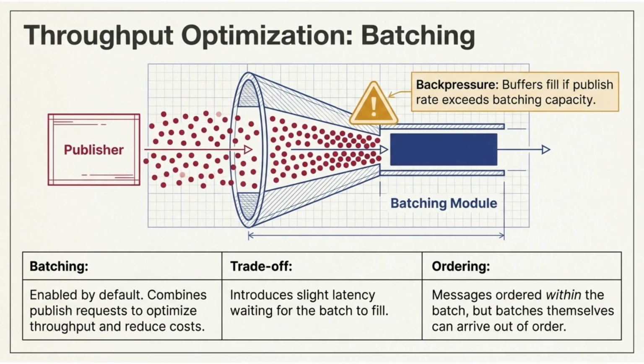Throughput optimization is achieved through batching, which combines publish requests to reduce costs. The trade-off is a slight latency. Backpressure occurs if the publish rate exceeds the batching capacity.